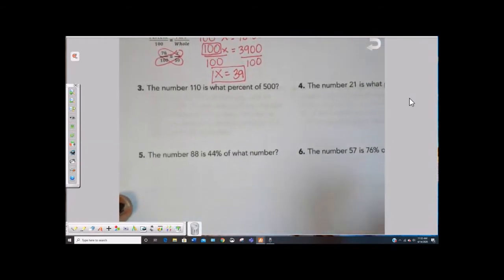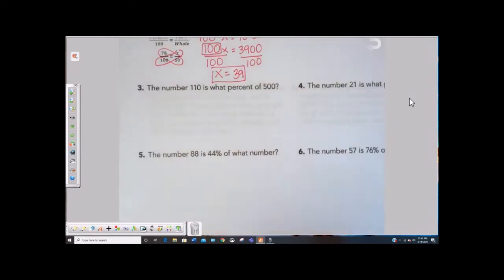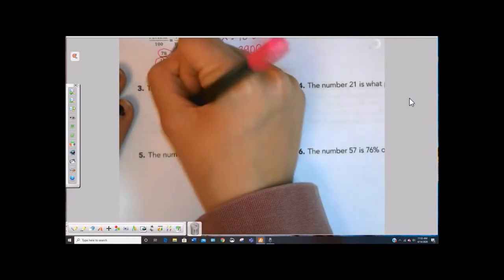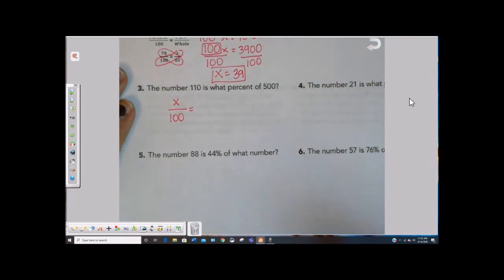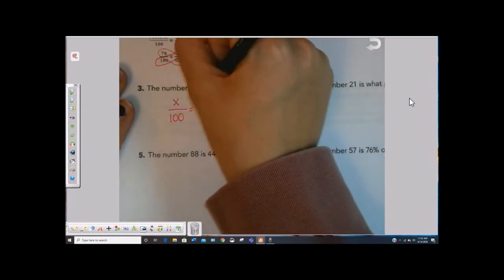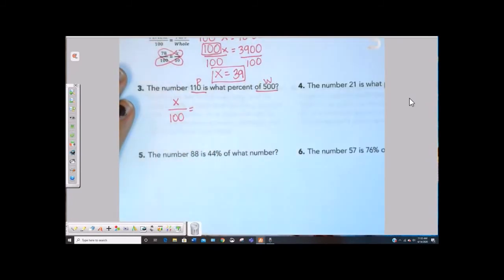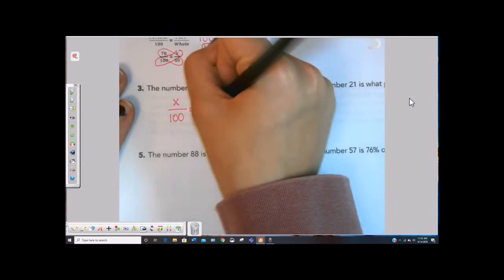Looking at number 3. The number 110 is what percent of 500? So we don't have percent, so that means we're trying to find percent. So you can automatically put x over 100. Remember, the word "is" goes for part. So 110 is our part, and "of" is whole. So that means 500 is our whole. So we'll have 110 over 500.